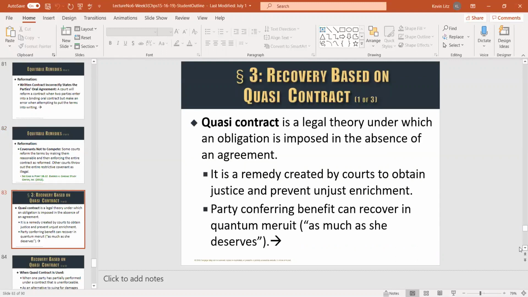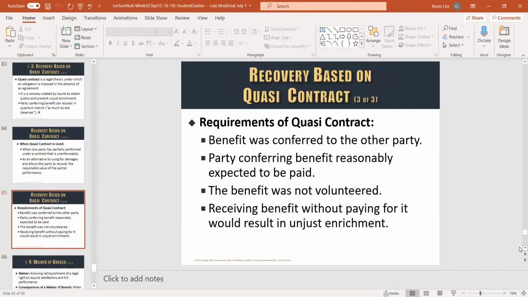We did talk about quasi-contracts already. I'm going to let you read through that.